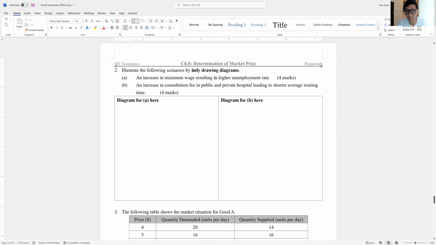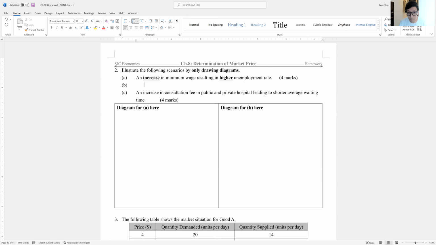原来难那条是之后第二条了。这条是难的了。 First of all, I ask you only draw diagram, no need explanation. 这条慢慢来啊,这条很多问题啊。 Okay? 好吗? Here it says an increase in a minimum wage results in higher unemployment. Please highlight the word higher. Increase. 是提升了. What does it mean?